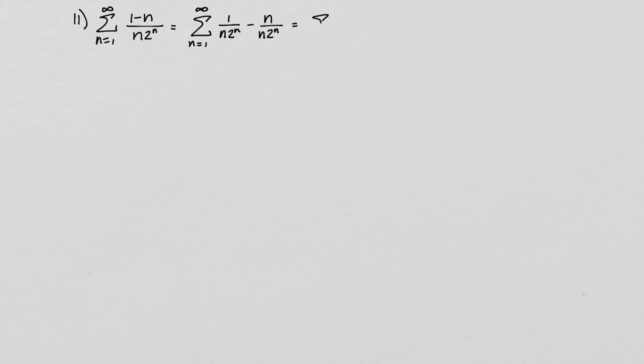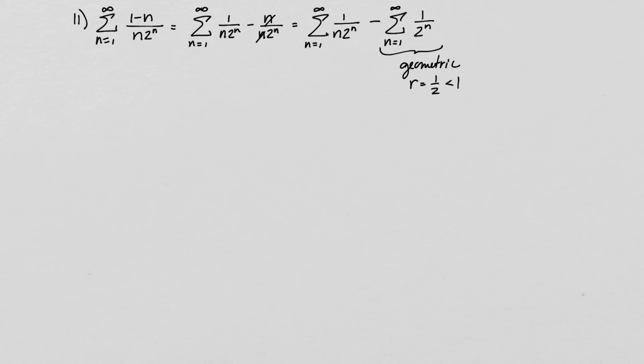And so then I can split this, and here the n's would cancel. So I'm going to have one series, which is n equals 1 to infinity of 1 over n 2 to the n, minus the second series, n equals 1 to infinity of 1 over 2 to the n. This second series is a geometric series where r is equal to 1/2, which is less than 1, so it's going to converge. So I know the second series converges.